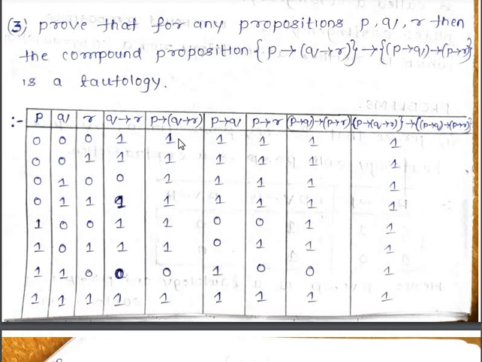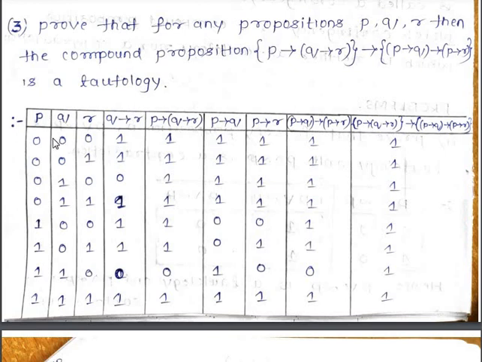Then P implies Q implies R. 0 1 gives 1, 0 1 gives 1, 0 0 gives 1, 0 1 gives 1, 1 1 gives 1, 1 1 gives 1, 1 0 gives 0, 1 1 gives 1. Next we have to check for P implies Q. Similarly, only when 1 and 0 it will be 0. In all other cases it is 1.